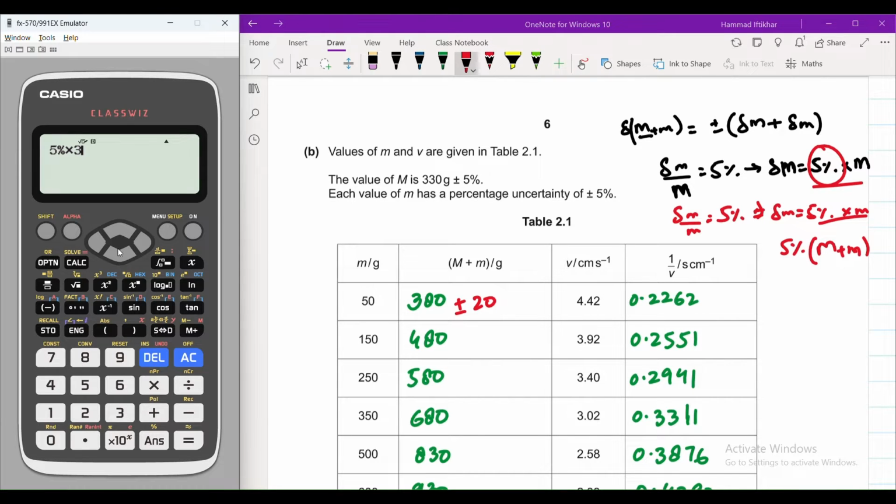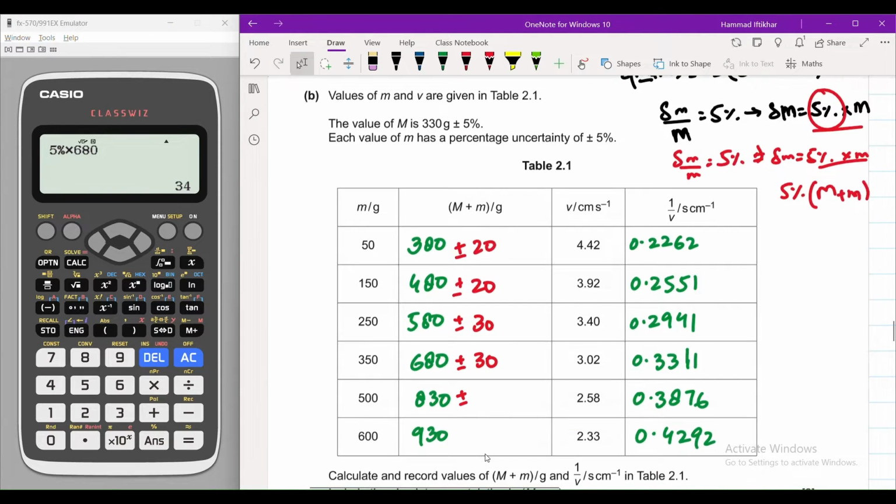Then we have 440, 480, 24, so again 20. Then 580, 29, 30, 680, 34, 30. Now 830, oh sorry, no, 40 and 930. We get 46.5, so roughly around 50.